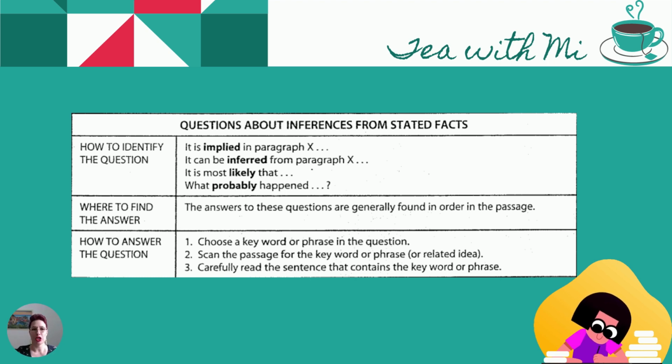So how can you answer these questions? You choose a keyword or a key phrase from the question title. You scan the passage. If you don't remember skimming and scanning, go to the video reading session part 2 where I have given you tips on skimming and scanning, because scanning is when you are looking for specific kinds of information. You don't read the entire text. You look for the information that is important for you to answer the question. And you carefully read the sentence that contains the keyword or the phrase that you decided is extremely important for you to answer the question.